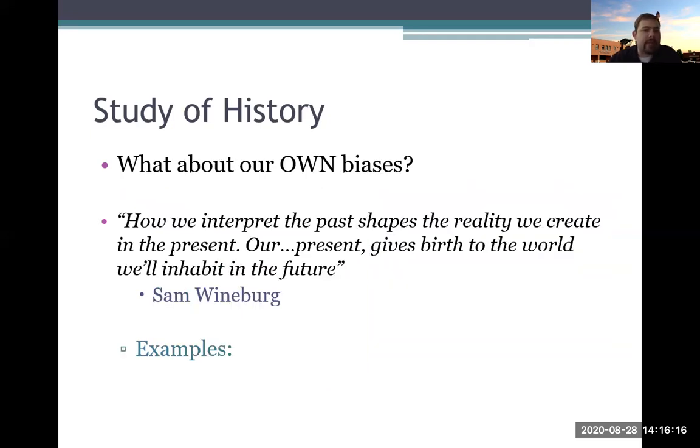One more example, as I mentioned earlier, humans have biases. And I love this quote. It's from Sam Weinberg, who is one of the gurus of teaching world history. And he says, how we interpret the past shapes the reality we create in the present. So if we just stop there, how we look at the past creates what we see in our world now. And of course, our world now is going to create the world we see in the future.